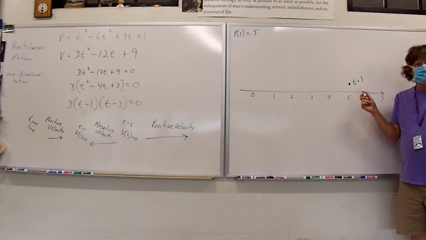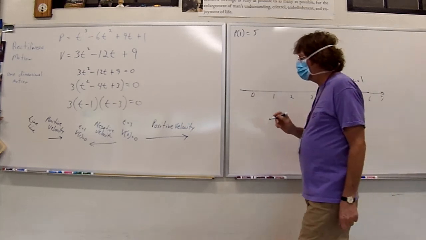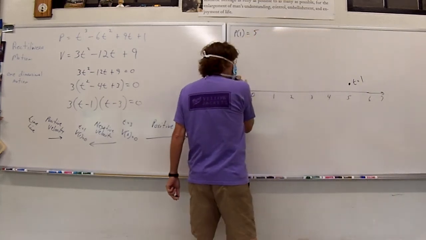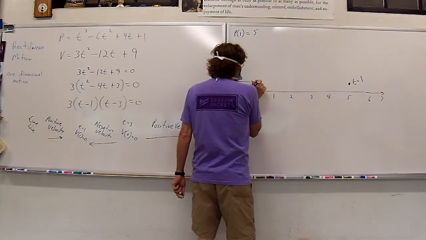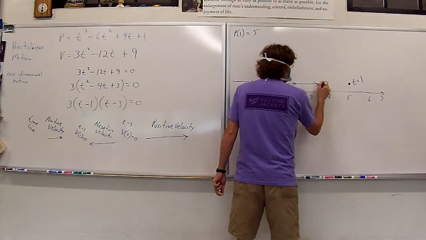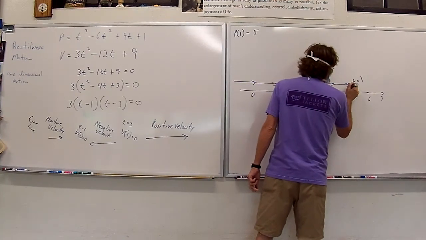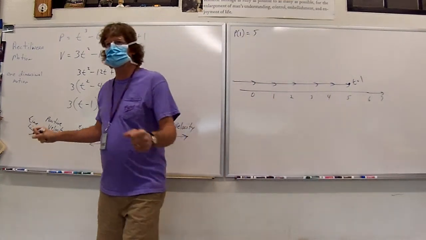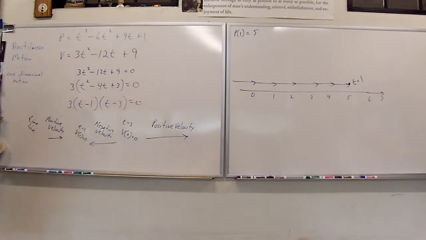1. And what happened is it was going this way. That little bouncy ball was going to the right. And it went to the right until it got to t equals 1. And at t equals 1, what did it do? It what? Stopped. All right? Is that cool?